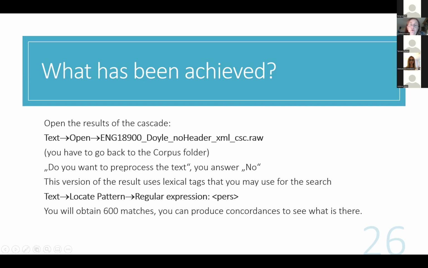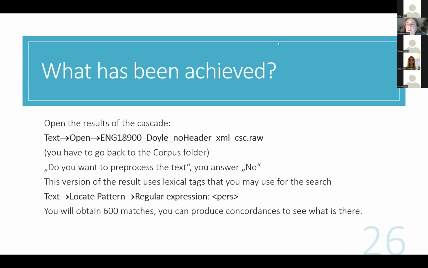You will be asked, do you want to pre-process the text? You answer no, because this version of the result uses lexical tags that humans use for the search. So you will use text, locate pattern, regular expression, and tag purse, and you will obtain, by chance, exactly 600 matches, and you can produce concordances to see what is there.